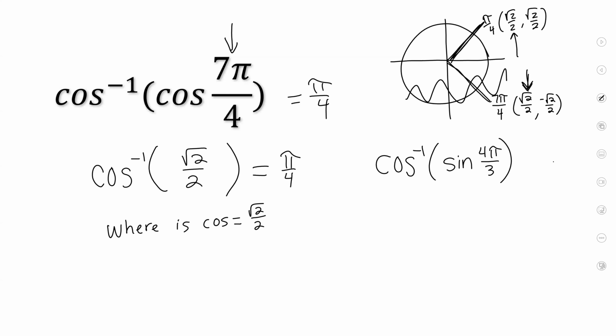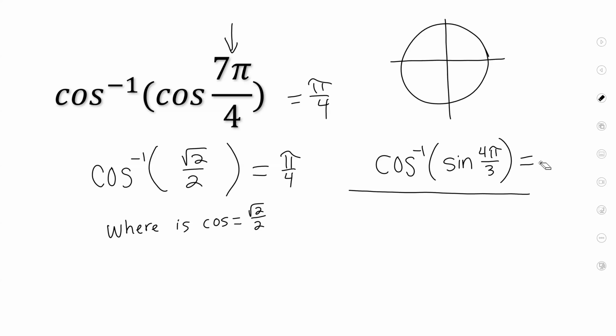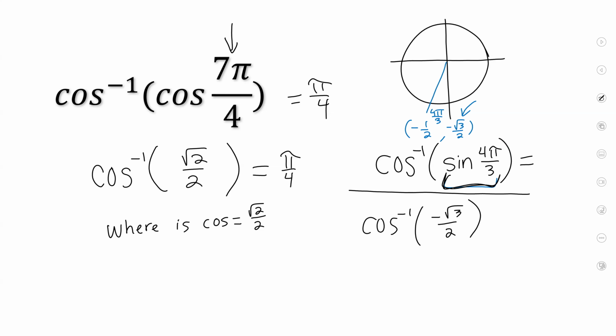Okay, now try this problem. Okay, so let's try this one together. We start on the inside, so we're looking at 4 pi over 3. That is right here. This is where 4 pi over 3 is. Can you guys tell me the coordinate right here? Negative 1/2 and, exactly, negative square root of 3 over 2. So this is the sine value. So that means I can write this as cosine inverse of negative square root of 3 over 2. That's what this is. Okay?